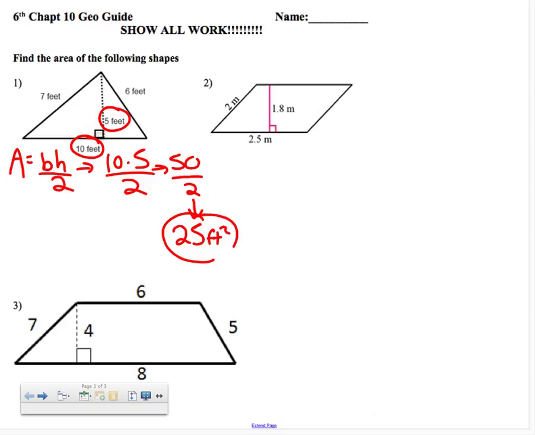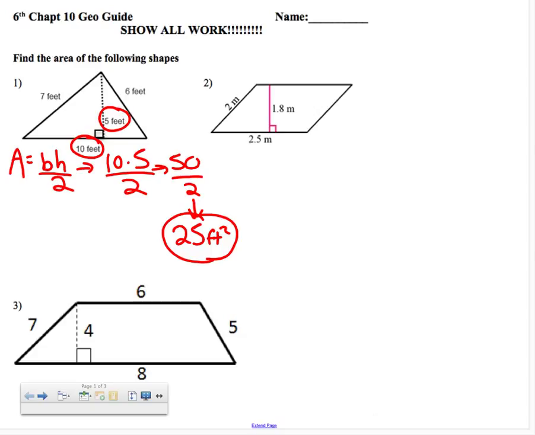Notice how it's feet squared, not the number itself squared. So it's not 25 squared, it's 25 square feet, which when taken literally means I can fit 25 1 foot by 1 foot squares inside that triangle. That's why we call it square feet. But that's how we do a triangle. It's multiply and divide. It's not a very long shape at all.